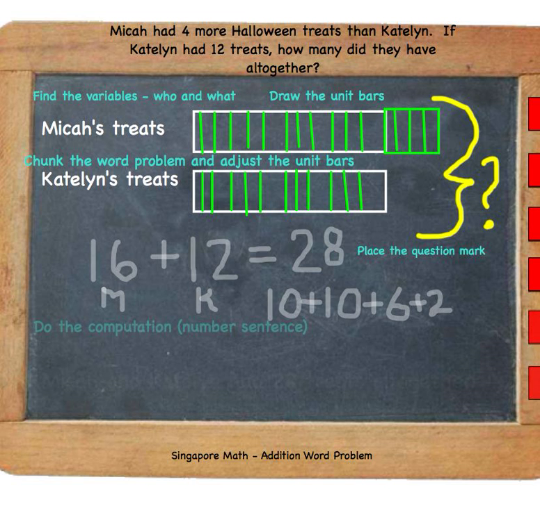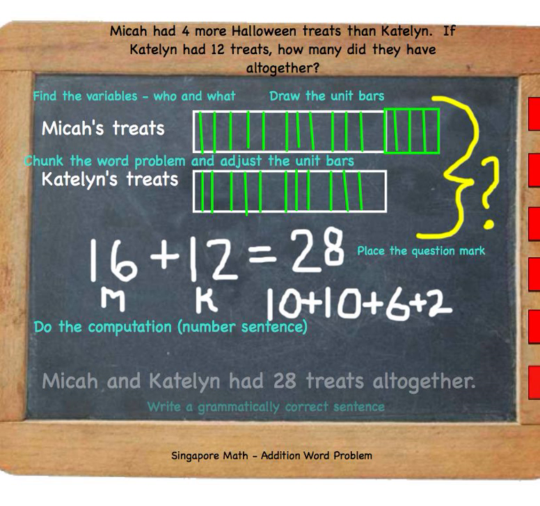Here comes the computation. 16 for the 16 treats that Micah has, plus 12 to show Caitlin's treat amount, equals 28. And Everyday Math and Singapore Math both like to use quick addition strategies. So here I took the 10 from 16 and added the 10 from the 12 together to get 20. Then I added the 6 and the 2 together. Just a faster way to add.